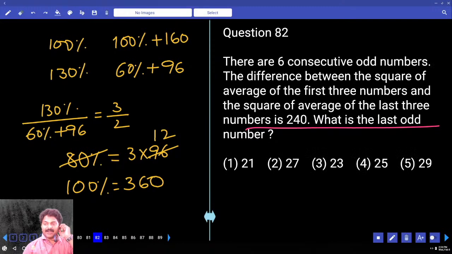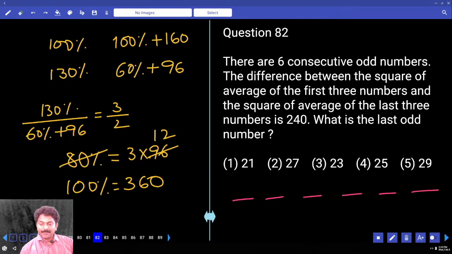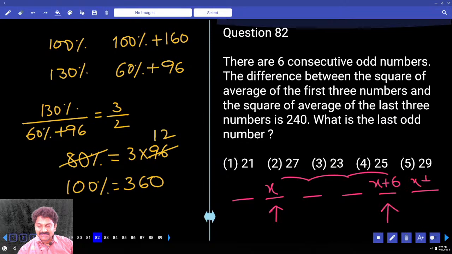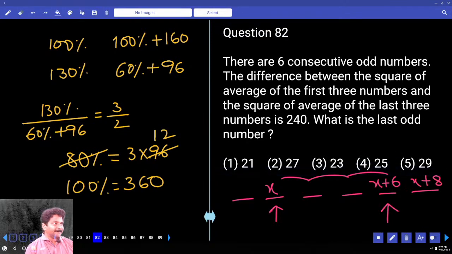There are 6 consecutive odd numbers. Difference between square of the average of first 3 numbers and then last 3 numbers is 240. 6 consecutive numbers are there. Average of first 3 numbers is the middle one. Last 3 numbers is the middle one. If the second odd number is x, next number x plus 2, next number x plus 4, next number, so it becomes x plus 6. Last odd number becomes x plus 8.